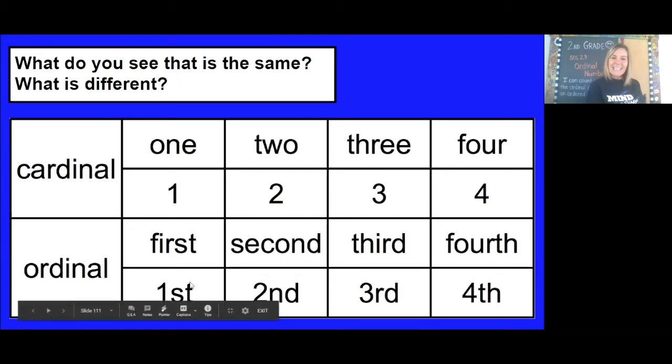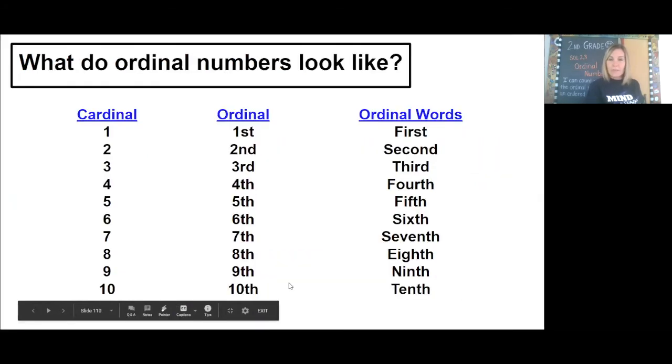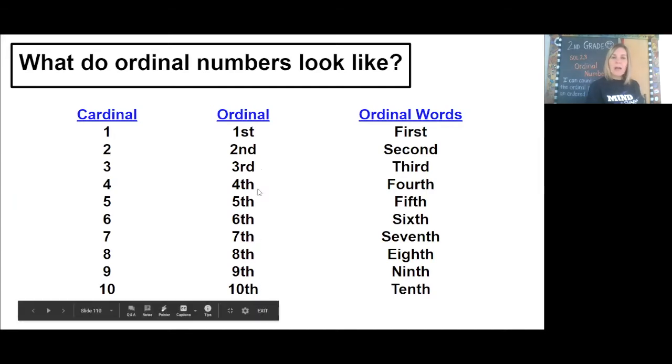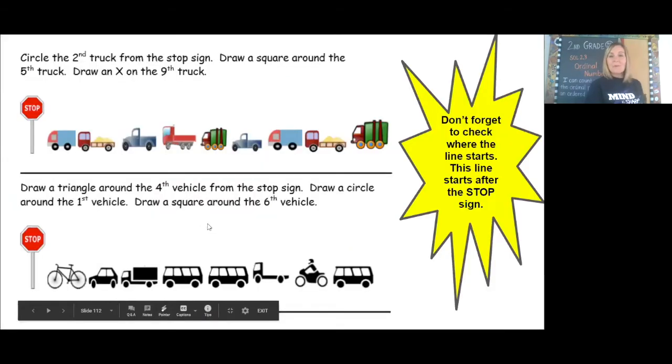Now let's take a look at the endings. First has an ST, second has an ND, third has an RD, and fourth has a TH. And if we go back to look at the previous slide, we can see first, second, and third have different endings than fourth through 10th. Those all have the same endings. Wow. Now we are ready to take a look at our practice set.